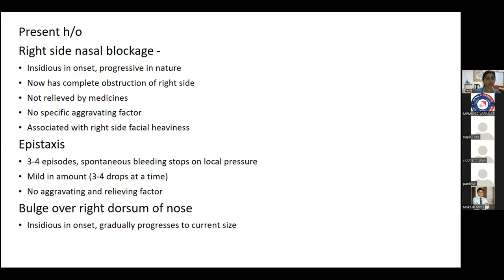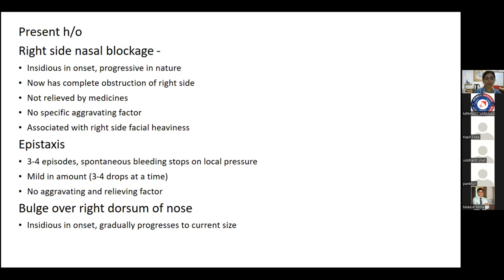When he presented, he was apparently asymptomatic. 3 months back he developed right side nasal blockage, which was insidious in onset and progressive in nature. Now there is complete obstruction. It is not relieved by medicines. No specific aggravating factor is there, and it is associated with right side facial heaviness.